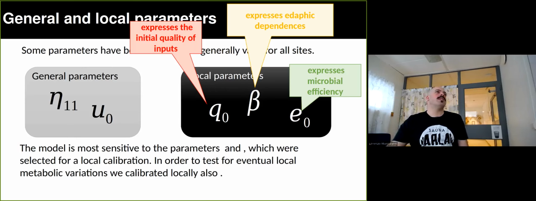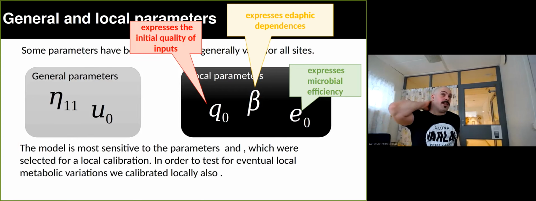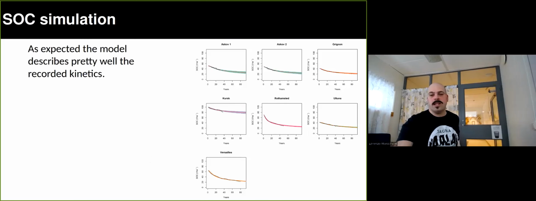One single site will have, of course, a different initial quality, some edaphic dependencies, and possibly, I thought, maybe also microbial efficiency. It might be different. And like this, I'm testing: is it really different? The simulations, this is not really visible.